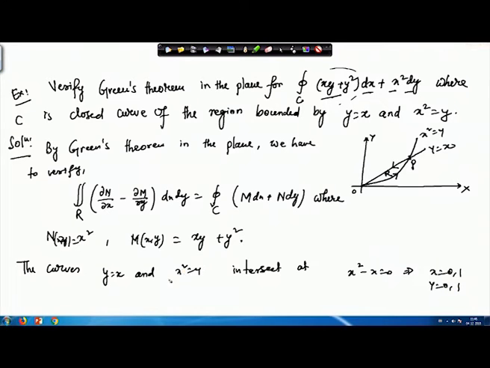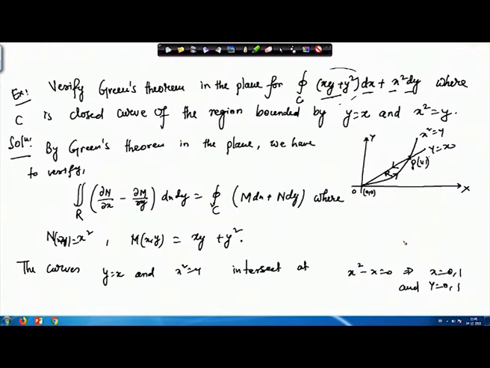So, we just solve these two equations and we will be able to obtain the points of intersection as (0, 0) and (1, 1). All right. So, we have these two points of intersection. Now, in order to verify Green's theorem, we first calculate ∂N/∂x and ∂M/∂y.